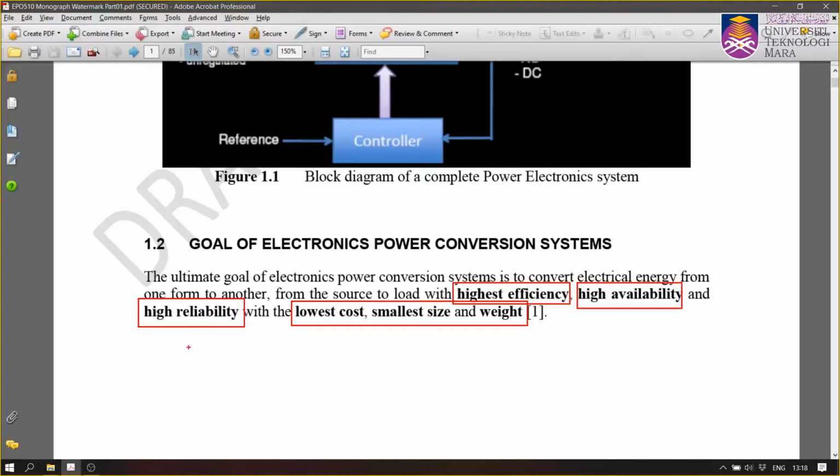It is not meaningful if you design a very high efficiency system, and it is high availability but with low reliability, which means you can only operate 10 minutes, for example, and then the converter is gone. It only works for 10 minutes. It's not worth it, is it? So you need to make sure that your system also has high reliability, and finally make sure that it is of lowest cost, small size, and weight.